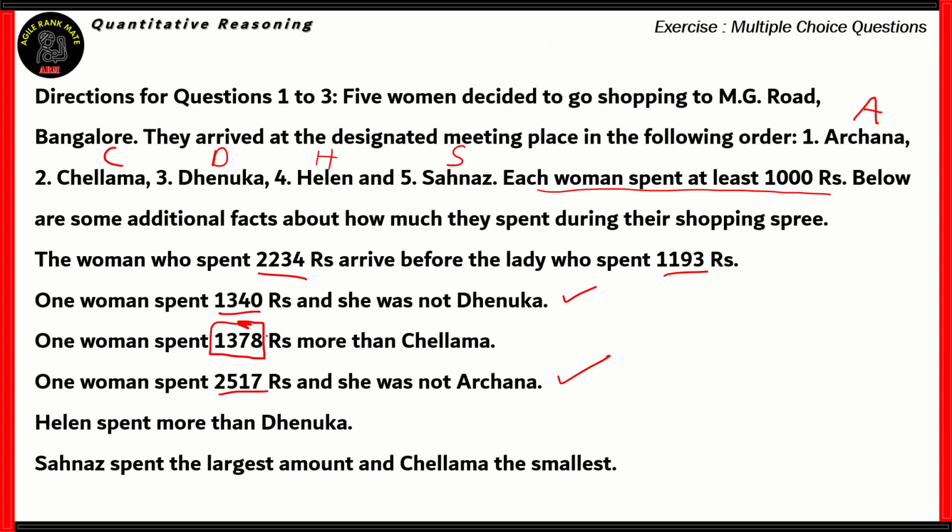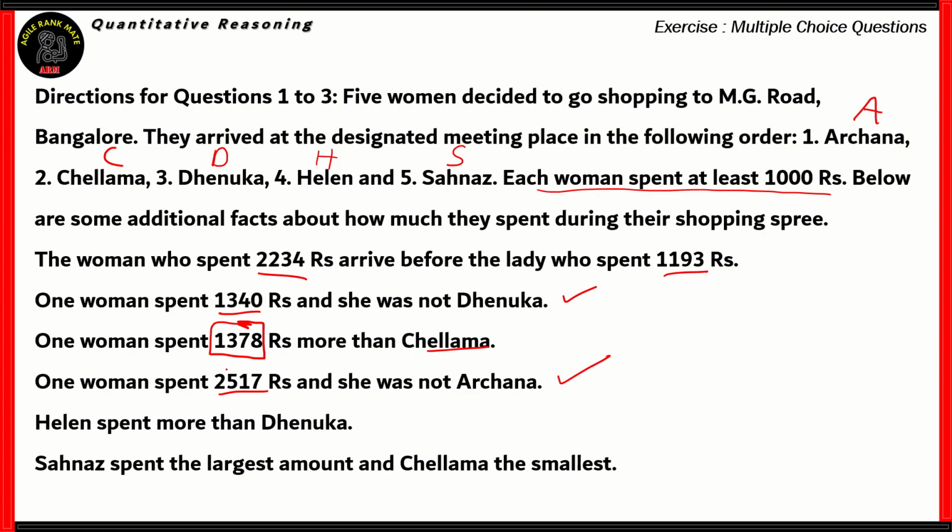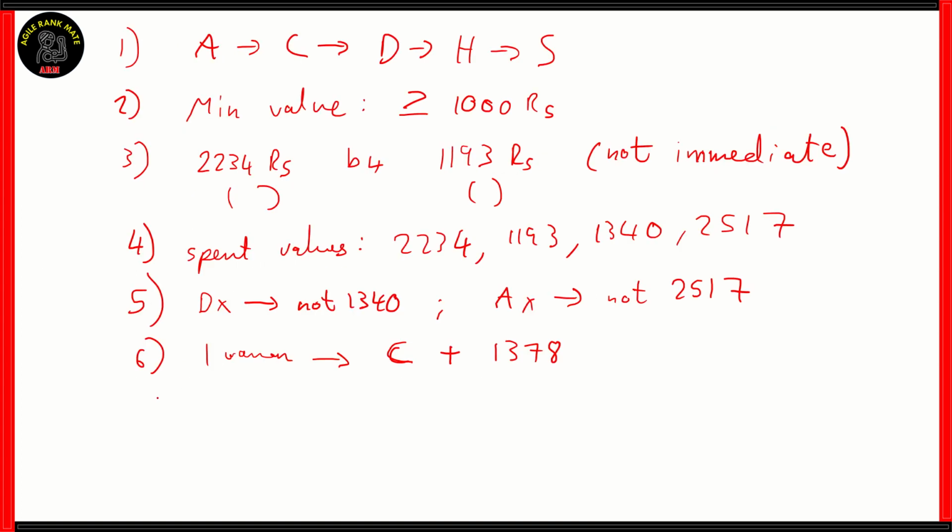Then we have another clue here, the statement containing 1378. It says, one woman spent 1378 rupees more than Chelama, or C. So in our particular clue, one woman's spent value is the spent value of Chelama, or C, and we add 1378 rupees to it. Then we have, this is clue number 7, Helen spends more than Dhenuka, or H spends more than D.